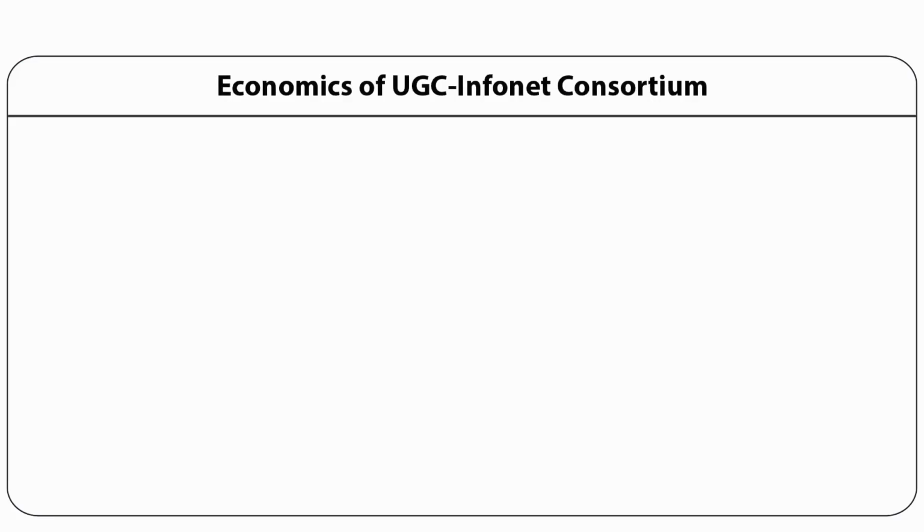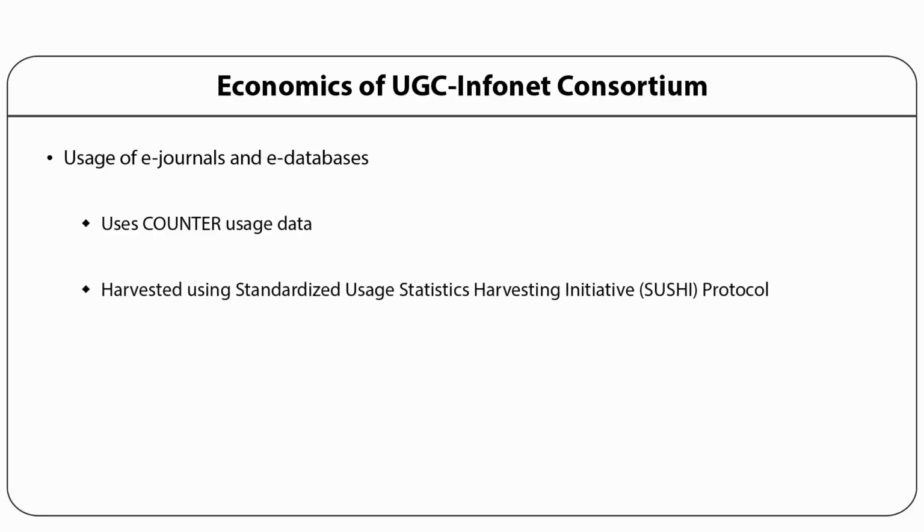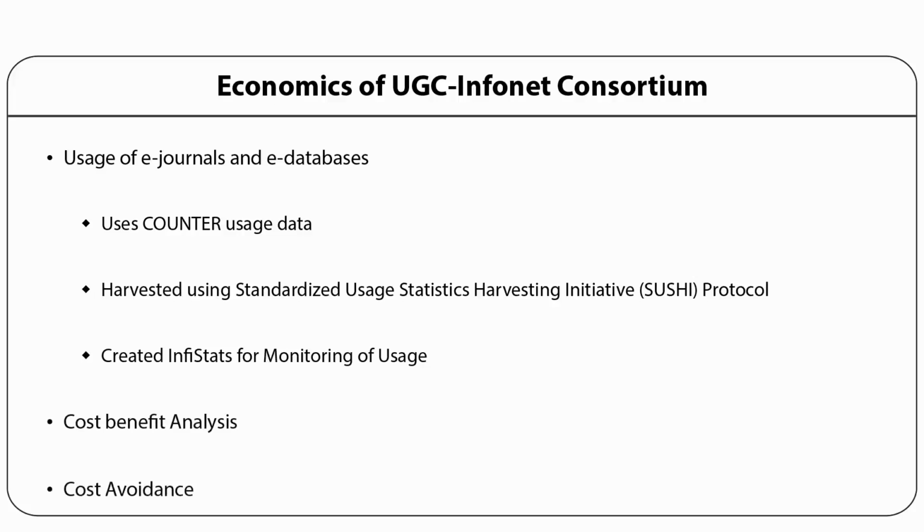Now let us go to the economics of UGC-INFONET Digital Library Consortium. The UGC-INFONET Digital Library Consortium maintains the usage of e-journals and databases. It uses COUNTER-compliant usage data, harvested using the Standardized Usage Statistics Harvesting Initiative, that is the SUSHI protocol. The INFONET has created InfoStats for monitoring the usage statistics of universities. The INFONET Center also calculates the economics of UGC-INFONET through cost-benefit analysis and cost avoidance analysis.